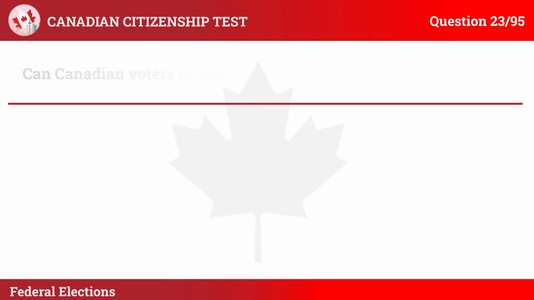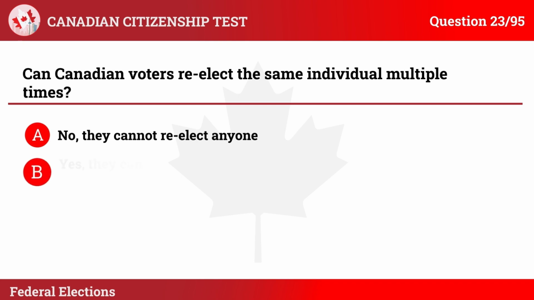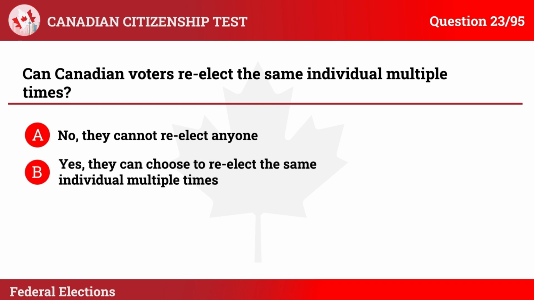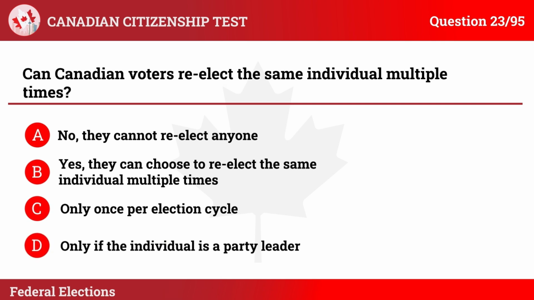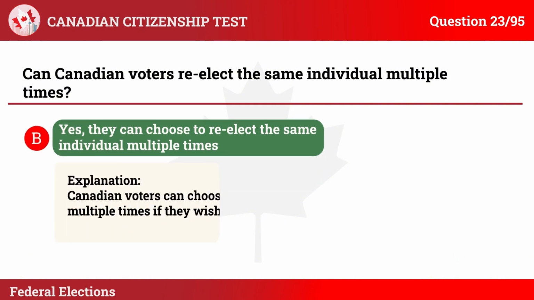Question 23. Can Canadian voters re-elect the same individual multiple times? A. No, they cannot re-elect anyone. B. Yes, they can choose to re-elect the same individual multiple times. C. Only once per election cycle. D. Only if the individual is a party leader. The correct answer is B. Yes, they can choose to re-elect the same individual multiple times. Explanation: Canadian voters can choose to re-elect the same individual multiple times if they wish.